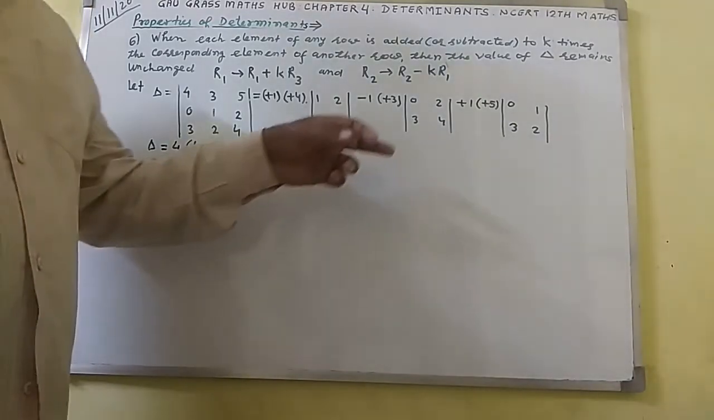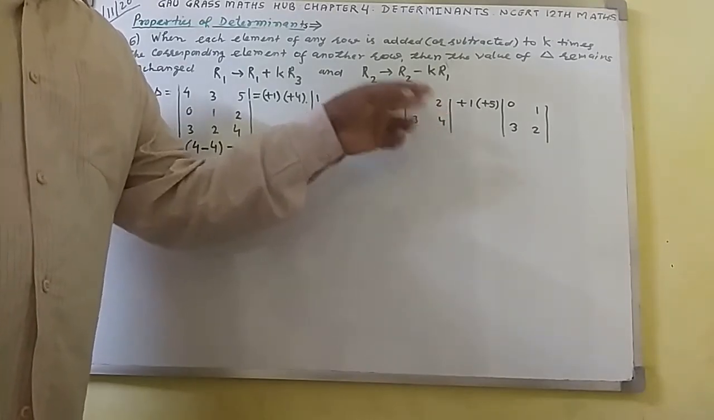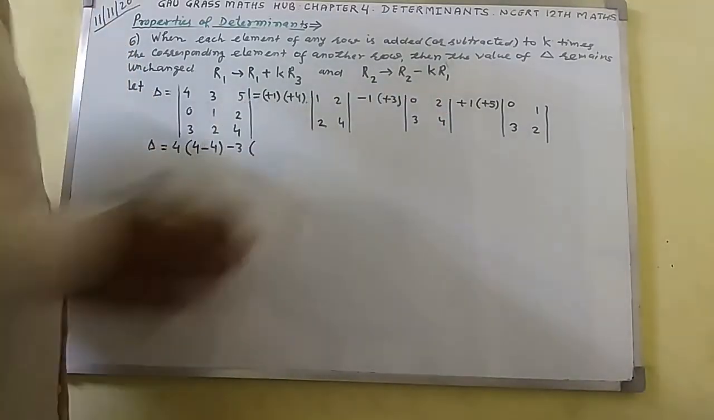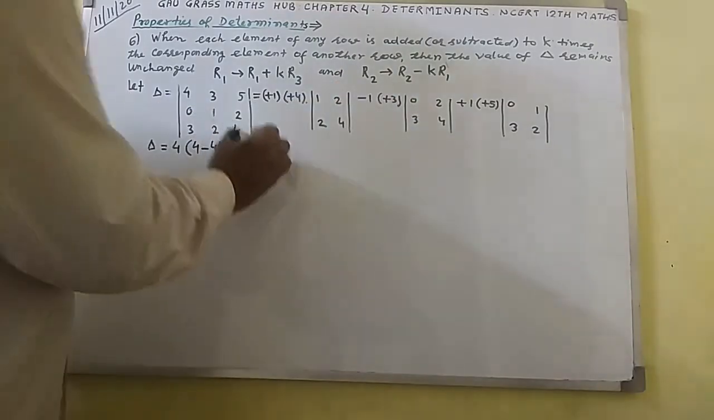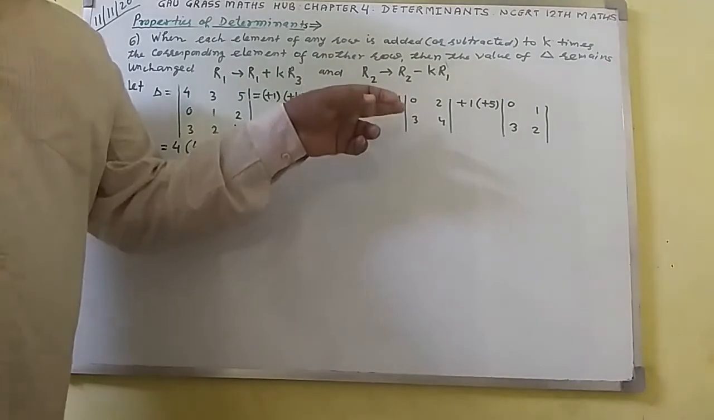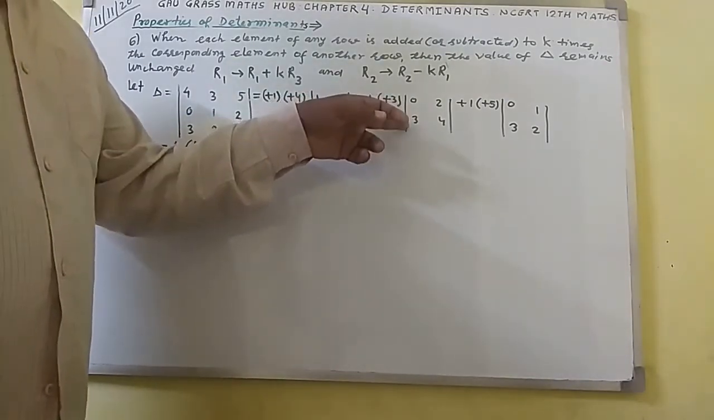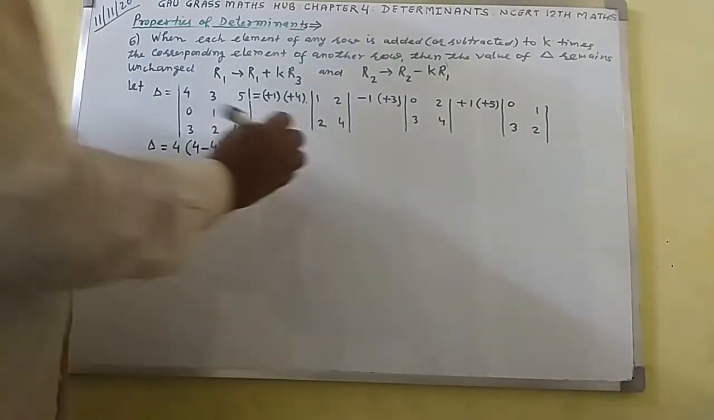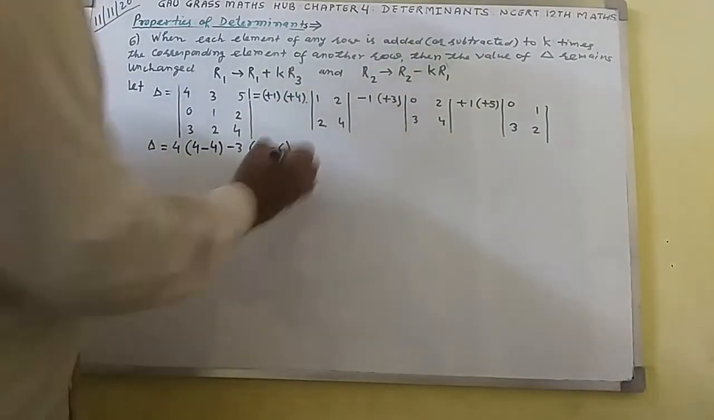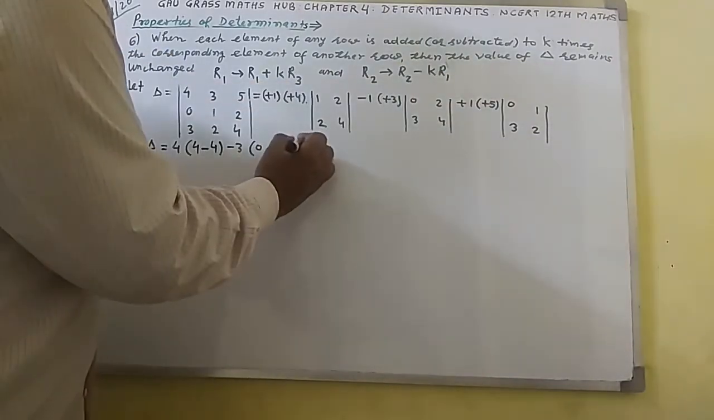And the elements of the principal diagonal are 0 and 4. We will multiply together. 4 will multiply to 0. We will get here 0. Minus, the elements of the reverse diagonal will multiply together. So 3 will multiply to 2. We will get here 6. Plus 1 will multiply to plus 5. We will get here plus 5.